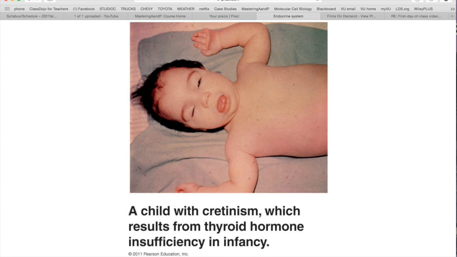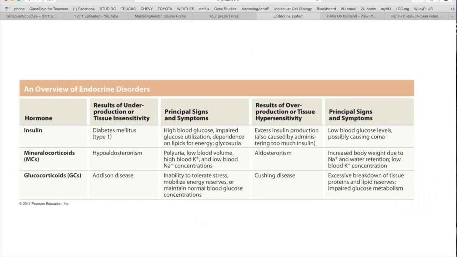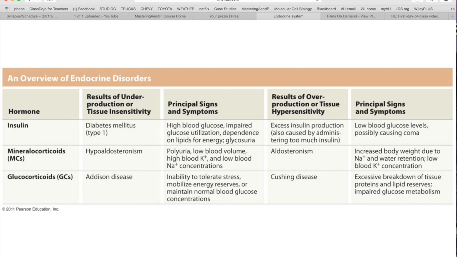And here's somebody with cretinism, which comes from not enough thyroid hormone, and the nervous system doesn't develop properly. Alright, next we have insulin. Underproduction of insulin is diabetes mellitus, not diabetes insipidus, which we saw in the last slide. With this, you'll have high blood glucose. You can't use the glucose that you have. Overproduction doesn't really happen. Very rare. It could be caused by giving the diabetic too much insulin, but that will just lead to low blood glucose levels and it could cause a coma.